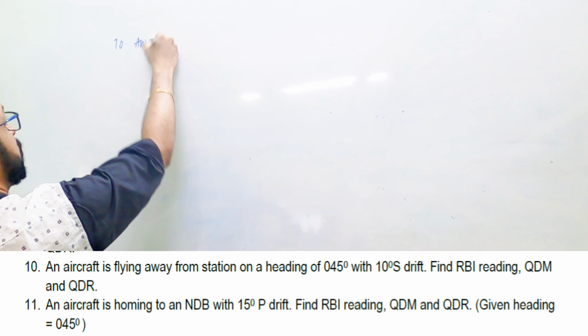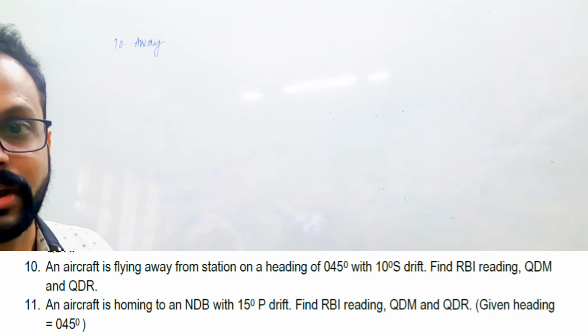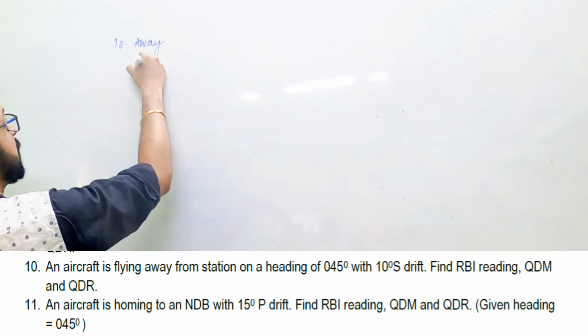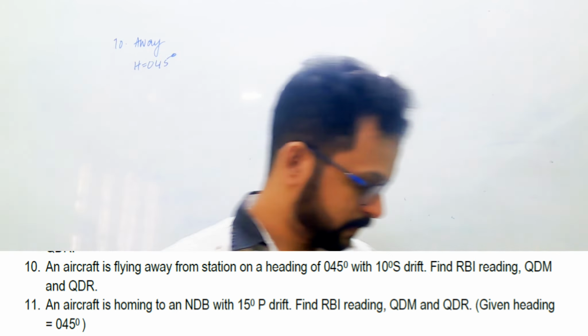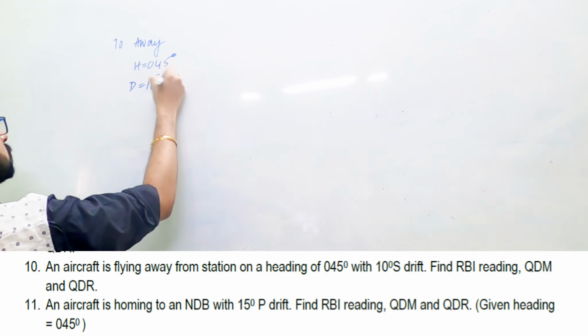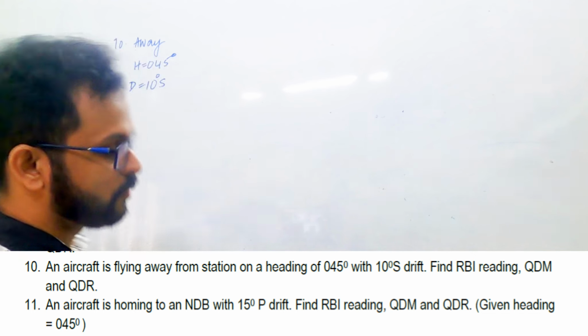So what I'm writing down here on the board are the key points which you have to note for any given question, because any change in these parameters can change the answer. So it's moving away and the heading is given as 045 degrees with 10 degrees starboard drift. Find the RBI reading, QDM and QDR.